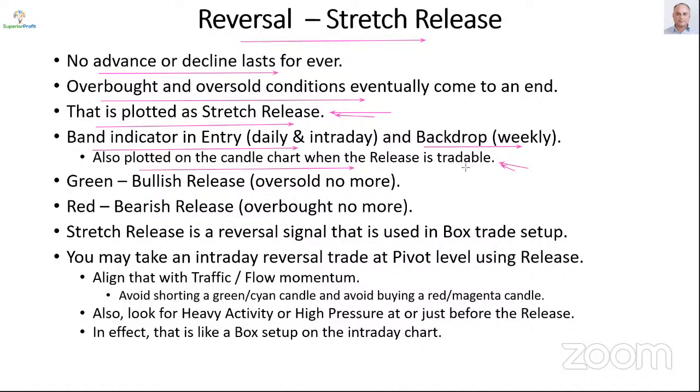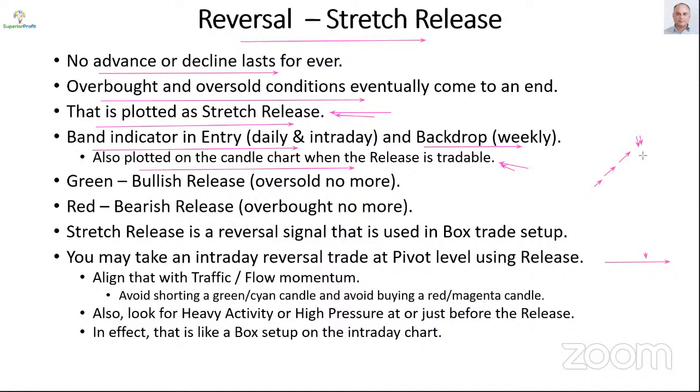It's important. Release has to be tradable. So what does it mean? Tradable. I mentioned that, let's say price is going up, then we see stretch is overbought. We can see that from the band indicator, stretch is over. We are getting ready. Then we see a stretch release. We may see a stretch release in the band, but we may not see a stretch release on the candle. Why? Because the candle color may be green. Green candle color doesn't allow us to short with stretch release or box setup or intraday reversal at pivot.